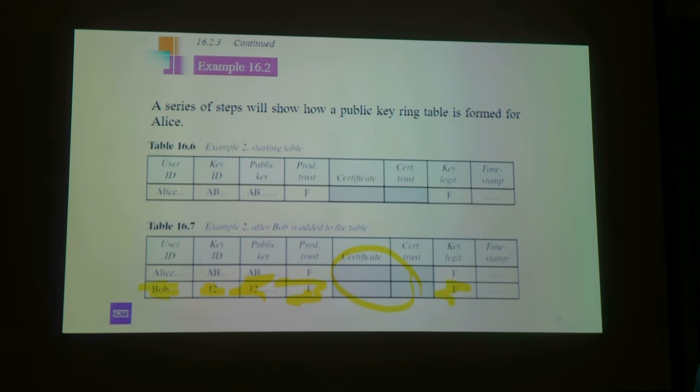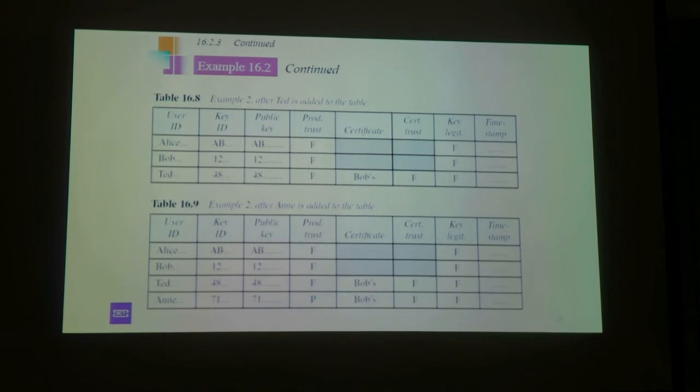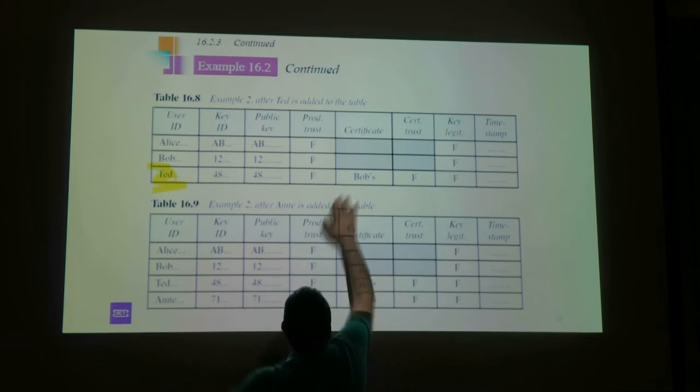Then after that, let's go to the third step in here. So now Alice is going to add Ted. How was Ted added? Now Alice adds Ted to the table. Ted is fully trusted. However, for this particular user, Alice does not have to call Ted. She knows Ted, but she did not call him. Bob knows Ted's public key. She did not get the public key from Ted himself. She got it from Bob, whom she also trusts very much. So what will happen? The certificate is going to come from where?